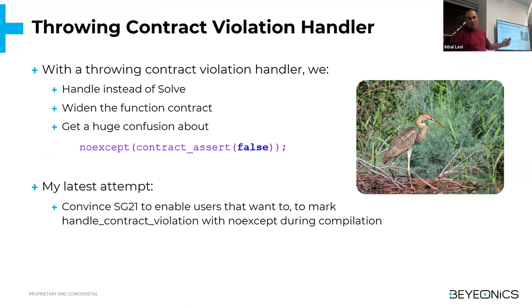Okay, throwing contract violation handler. I don't know if I got too much into this. The violation handler that we saw earlier in the talk may or may not throw. It means that if the violation handler throws, it allows you as a programmer to continue execution in a situation of contract violation, which, as I said in the beginning, I really don't want to allow. A contract violation handler that throws just gives you the ability to continue execution and try to handle this contract violation, and I don't want it.